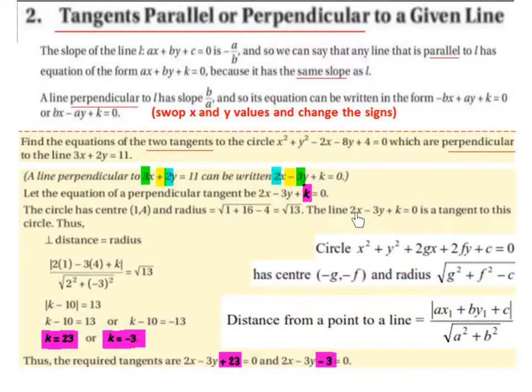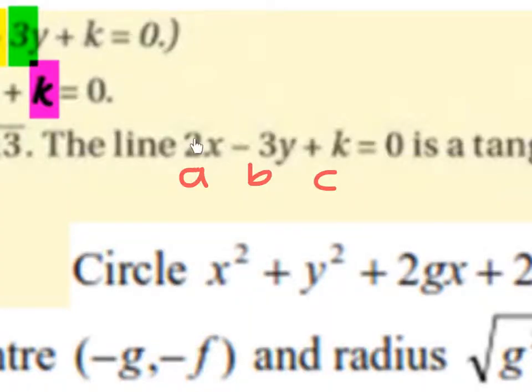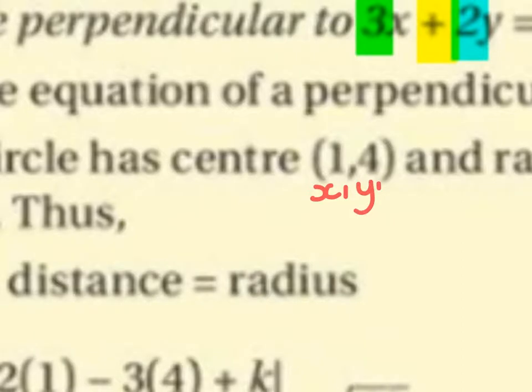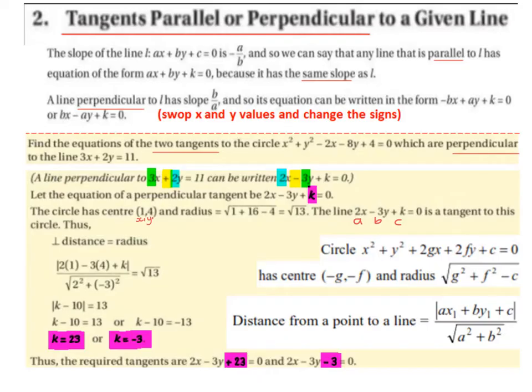So we go to our line that's tangent to the circle and we need to label it a, b and c. So we get a is 2, b is minus 3, c is k. And then we take our point 1, 4 and we label it x1, y1. So the 1 is x1 and the 4 is y1. So the perpendicular distance is going to be equal to the radius. So we have to substitute into our perpendicular distance formula and let it be equal to the radius, which we know is root 13.